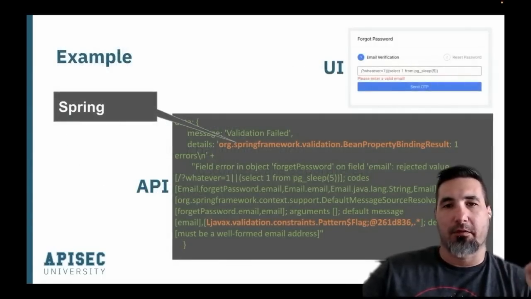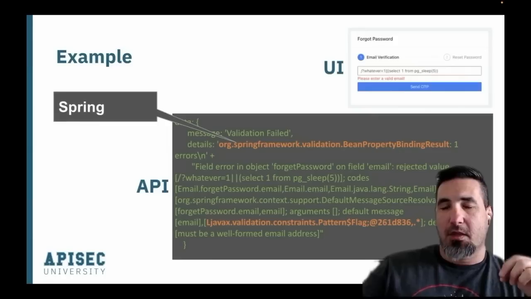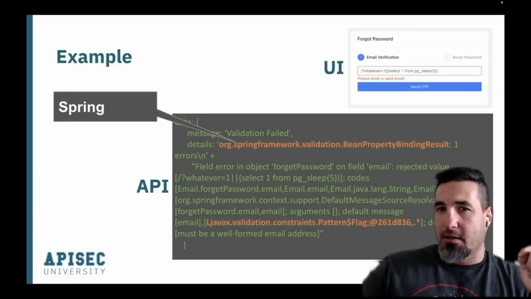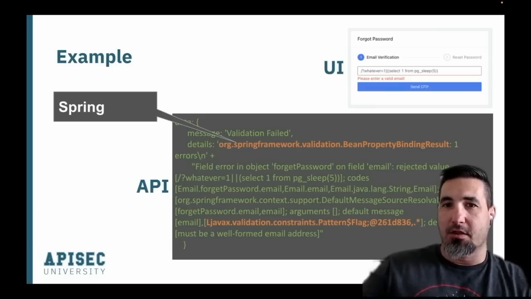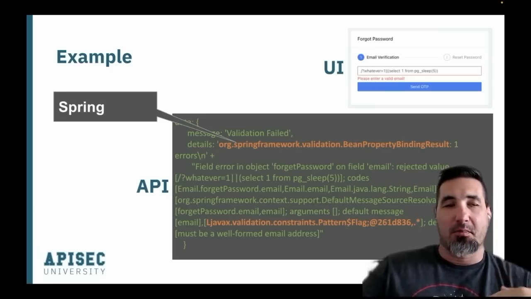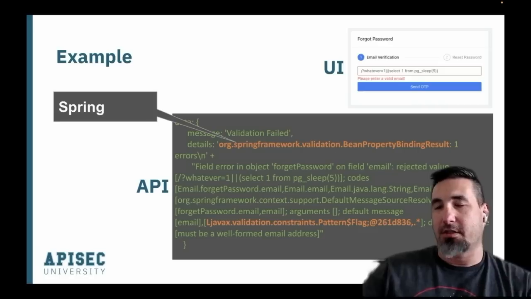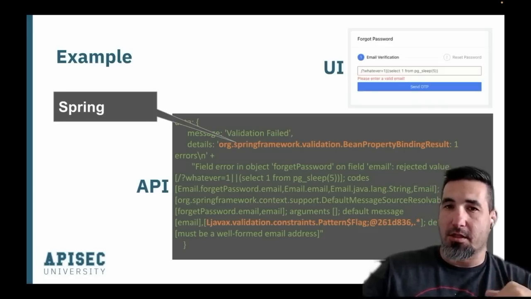Here's a good example of a bad error message. From a user interface perspective, we have a bad error message in that it gives away too much information. If you tell somebody that there's an invalid email address when they are typing in emails, then they know that when they get the right email address, they're going to get a different error.